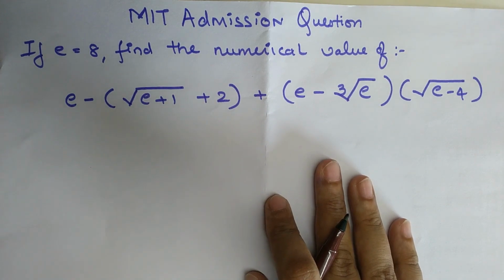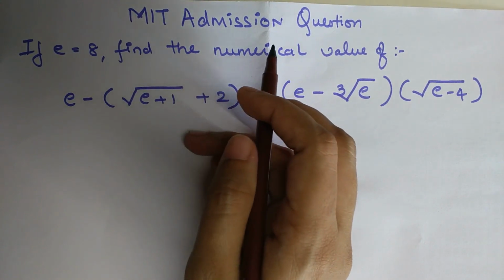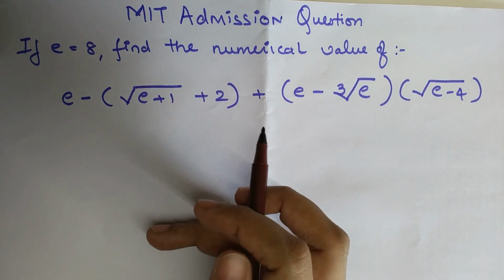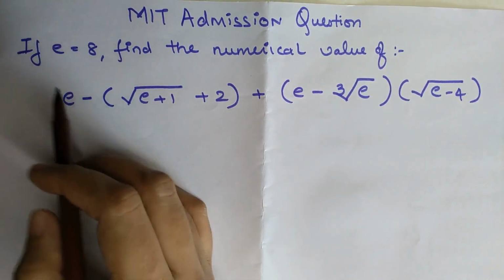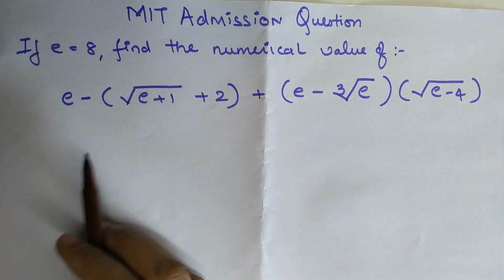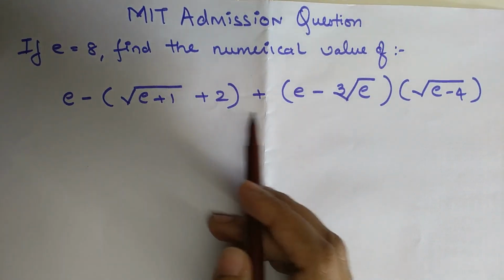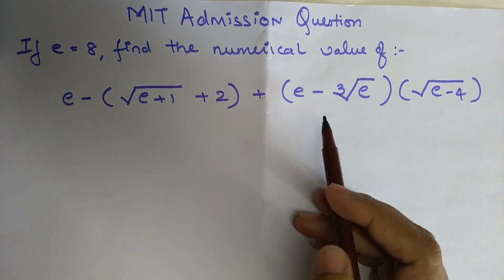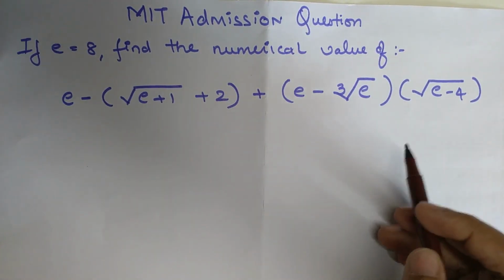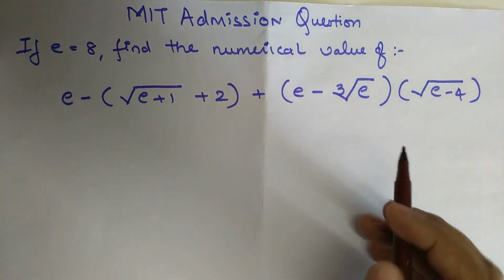Today, students, we are going to solve a question which was asked in an MIT admission test. The question looks quite complicated. Let's first read it. If E is equal to 8, find the numerical value of E minus root of (E plus 1) plus 2 plus E minus cube root of E minus 4 under root. Students, here it looks quite complicated.